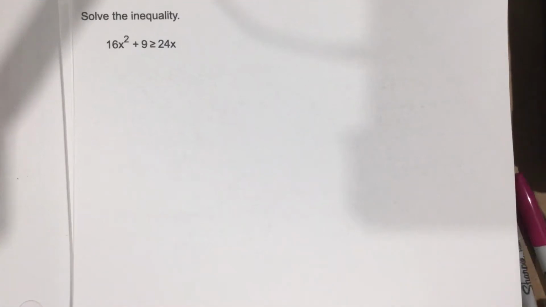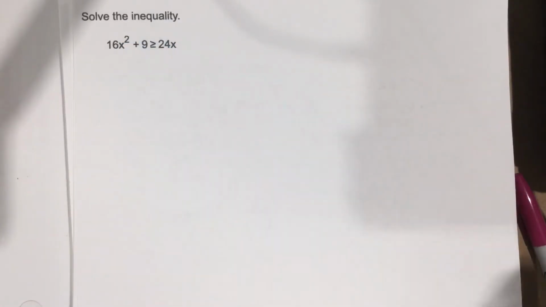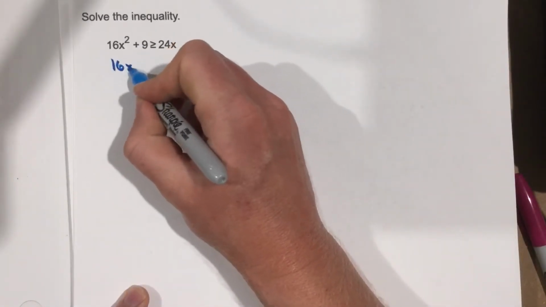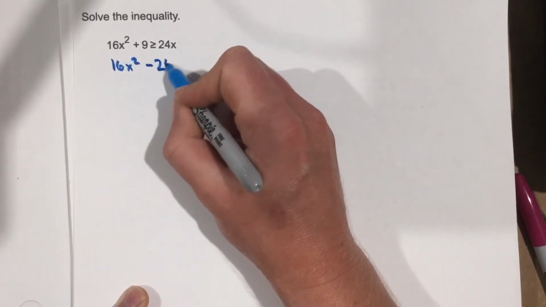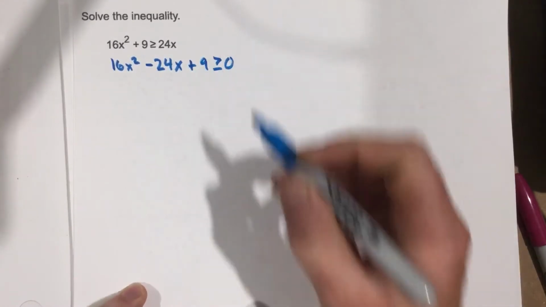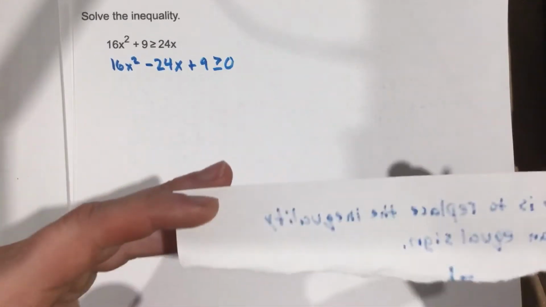This is problem number 6 from section 3.4. In this problem, they want us to solve the inequality, and they give us a quadratic inequality. Our first step is to write this so that it says 16x squared minus 24x plus 9 greater than or equal to 0. That's the first step, is always get your quadratic equal to 0, essentially.